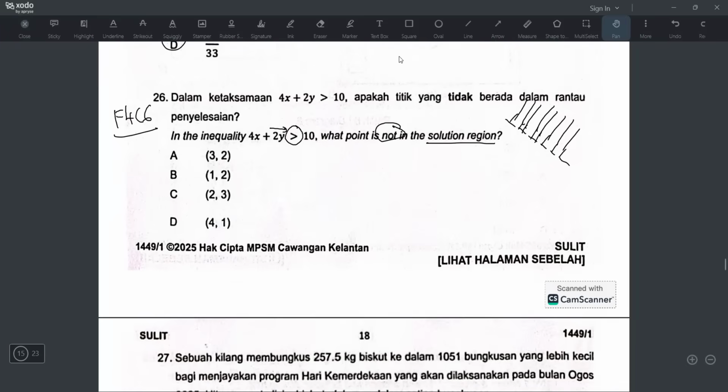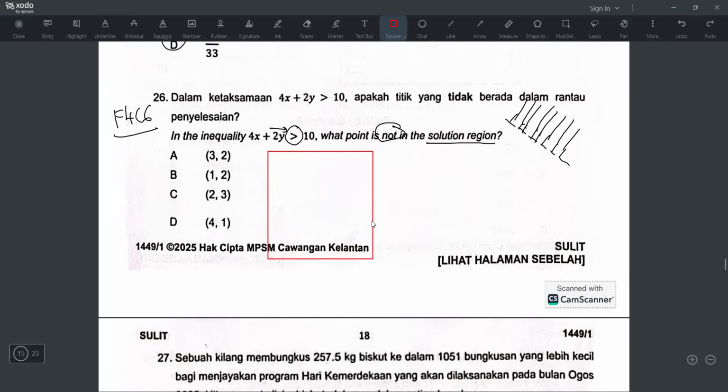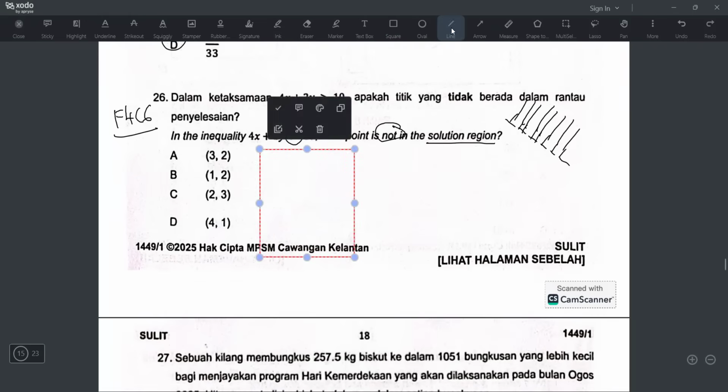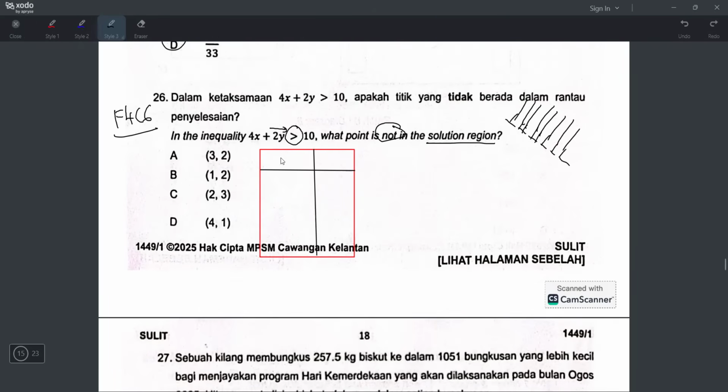So you can actually do it by taking this point and subbing inside the equation straight away. Okay, so what will happen is I will draw a table like this, and then I will start to sub the value inside lah. I will draw a line like this and cut it into two bahagian. This part I will write the left hand side, which is 4x plus 2y, and this side I'll write 10. Okay, ignore the bigger symbol first.